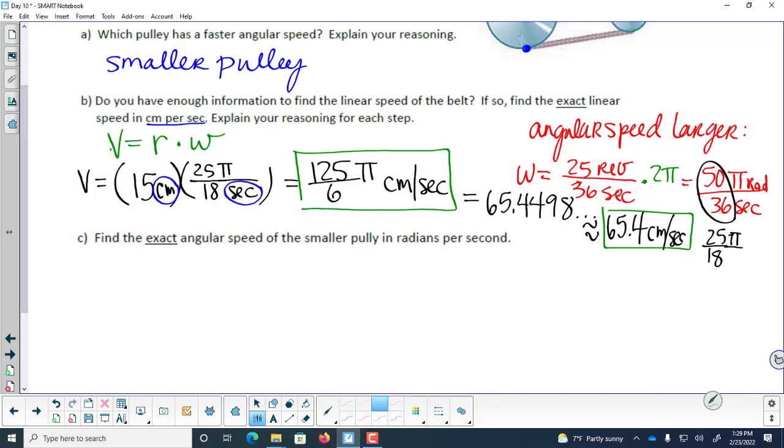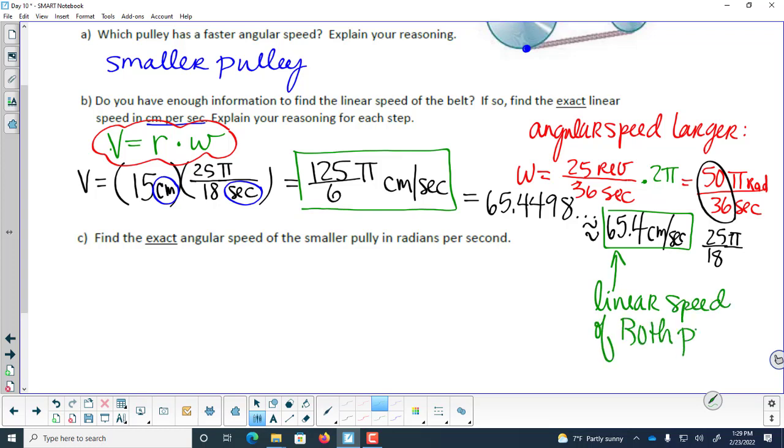So another thing to think about is this formula can be used to find any of these 3 variables if you know the other 2, right? We're good at formulas. You know 2 of the values, use it to find the 3rd. So let's think about that. Do we know the linear speed of the smaller pulley? Yes, because this is the linear speed of both pulleys. Both pulleys have this linear speed because they're the same. So maybe make a note of that. Both pulleys, because they're connected by the same belt.